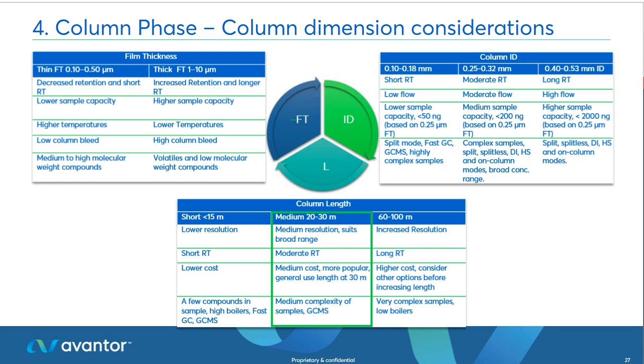Then with shorter columns, this tends to be for lower resolution, short retention times, less cost, fast GC using GCMS, and there's only a few compounds in the sample maybe. So this is how you make your decisions or direct your decisions when you're looking at the length.